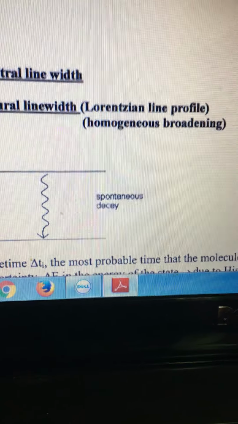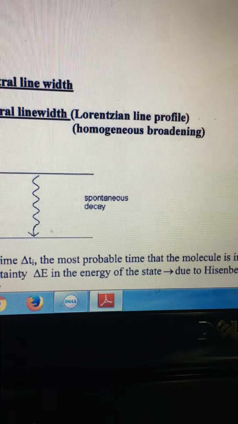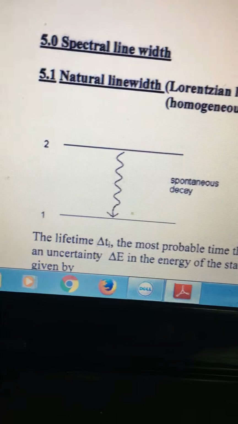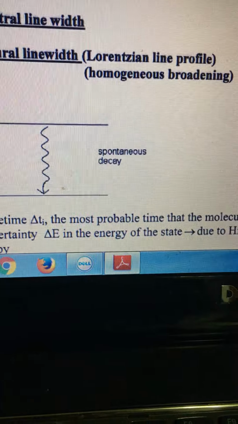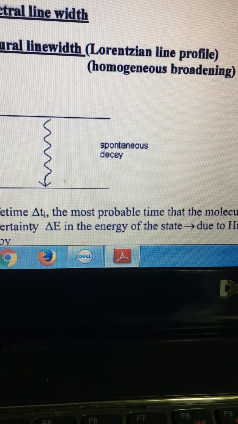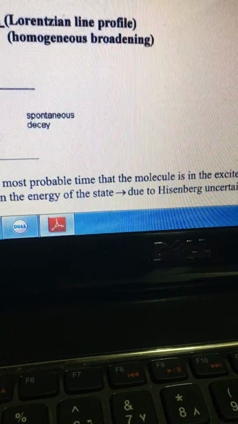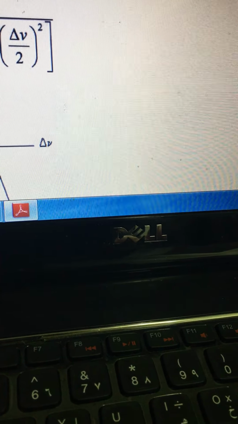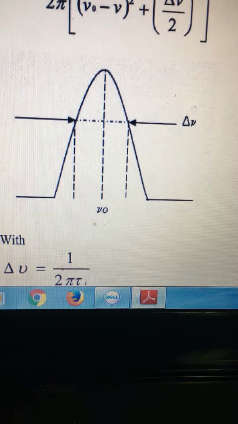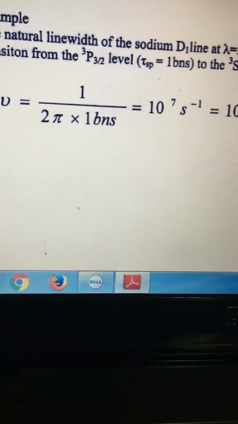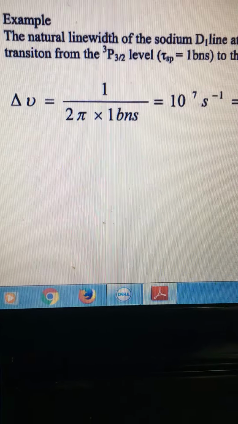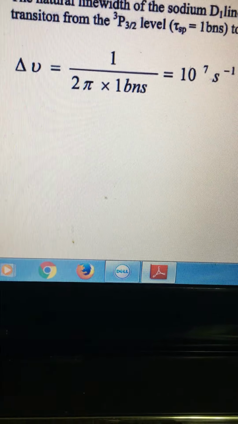Also, very important in our lecture is the spectral line width, and we have two types. The first is the natural line width of the laser, also called the Lorentzian line profile or homogeneous broadening. We say this is Lorentzian because it has the Lorentzian shape, as is clear here. The relation representing the Lorentzian profile is delta nu equals 1 over 2 pi tau.